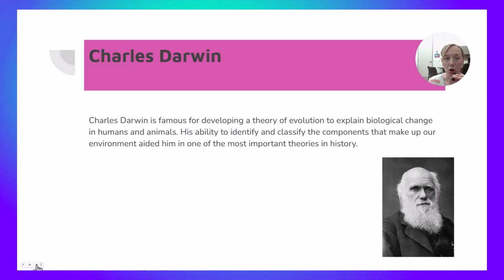If we think about Charles Darwin, he is famous for developing a theory of evolution to explain biological change in humans and animals. His ability to identify and classify the components that make up our environment aided him in one of the most important theories in history. We think back at all of those intelligences: interpersonal, intrapersonal, body kinesthetic, naturalist, linguistic, spatial. What jumps out at you? Definitely a naturalist, right? He has this connection to nature and how it develops.